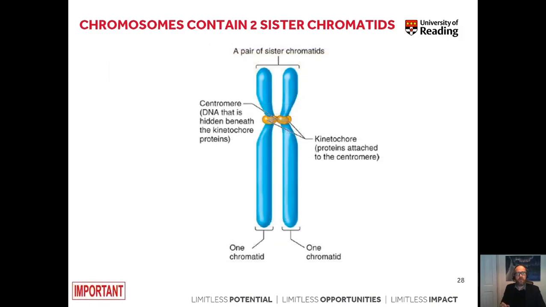Independent of the species, though, all chromosomes are composed of a pair of sister chromatids. We have a structure called centromere in the middle and kinetochores. Kinetochores are proteins attached to the centromere. And again, what you can see here are 2 sister chromatids. So this is one chromatid and this is another one.